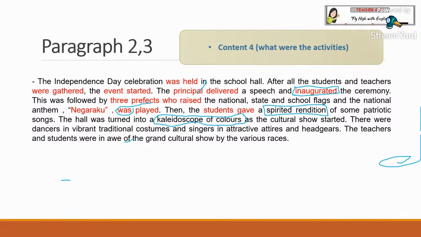So it means that when the students or the pupils came out to dance, okay, they were in various costumes, okay, and then there were a lot of musical instruments, so there were a lot of colors, okay. There were dancers in vibrant traditional costumes, so you see the word vibrant again, and the singers in attractive attires and headgear. Attire. So before that, I used the word costume, and then another one is attire, so they are the same. Okay, this is the pakaian.